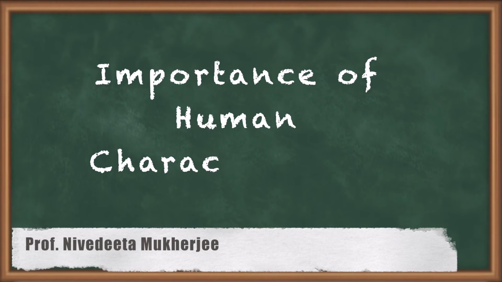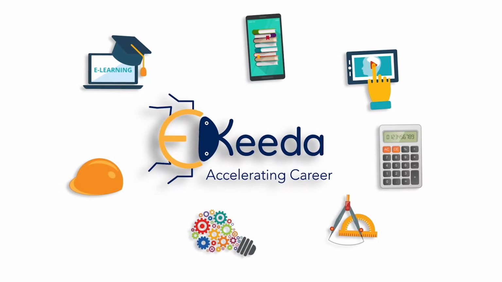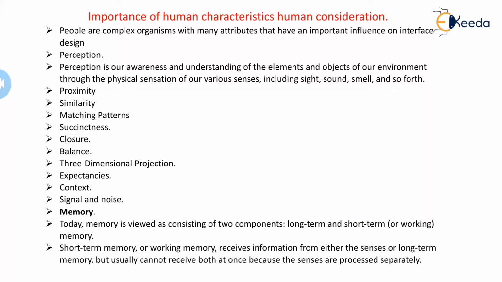Hello friends, so let us talk about the importance of human characteristics in design. So what are the human features to consider while designing the system? So let us see first. People are the most complex organisms with many attributes, and they have an important influence on interface design. People may be your audience, your users, designers and so on.